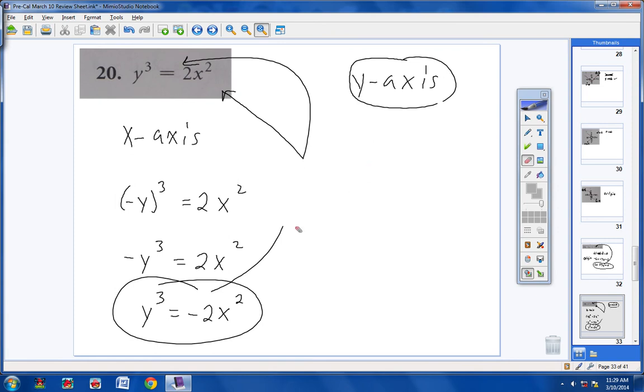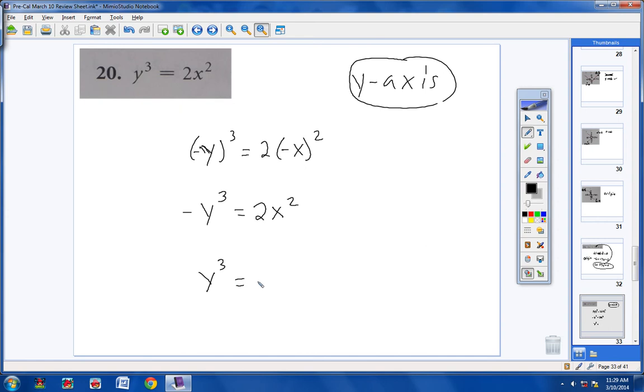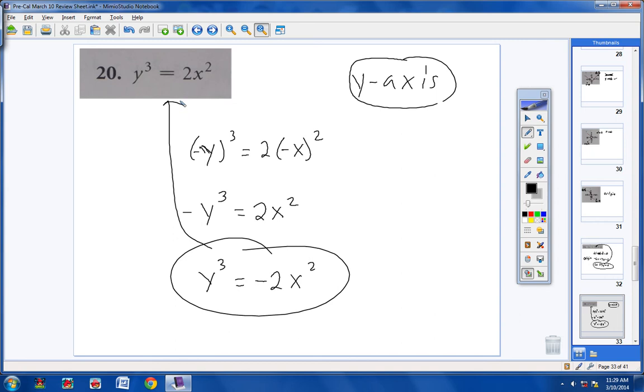Now we might have origin symmetry too. We got to check for that also, okay? So let's see if we have origin symmetry. Everywhere there's a y, I'm going to put a -y. And everywhere there's an x, I'm going to substitute -x. Alright, -y to the third power is -y cubed, and then -x squared is a +x squared times 2, 2x squared, and then change all of your signs so that y cubed is by itself, and you do not get the original problem. So we do not have origin symmetry.